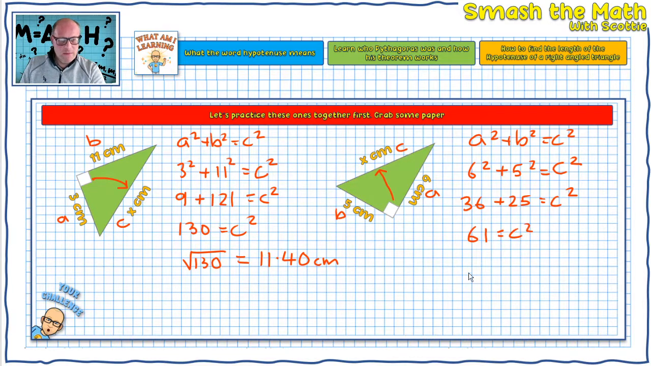So C squared is 61, but we want just C, so we do the square root, remember. Grab my calculator again. And there's your answer. To 2 decimal places, it's 7.81 centimetres. Okay, there's loads of examples for you.